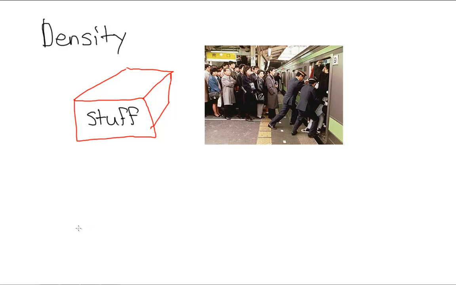So now, a question to think about during this video. If we fill one balloon with helium, and we fill a second balloon with water, which one of the two would be denser?